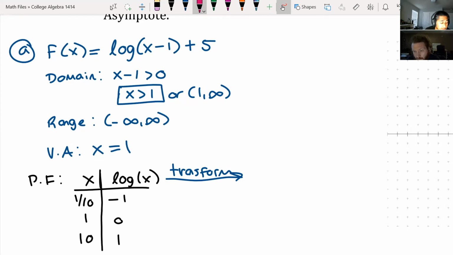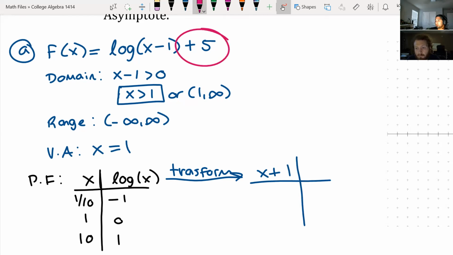Horizontal. It's a shift to the right. So for my transformed XY chart, I'm going to have x plus 1. And then what does this 5 do? What type of shift is that? Vertical shift. Good. So that means I'll have y plus 5.